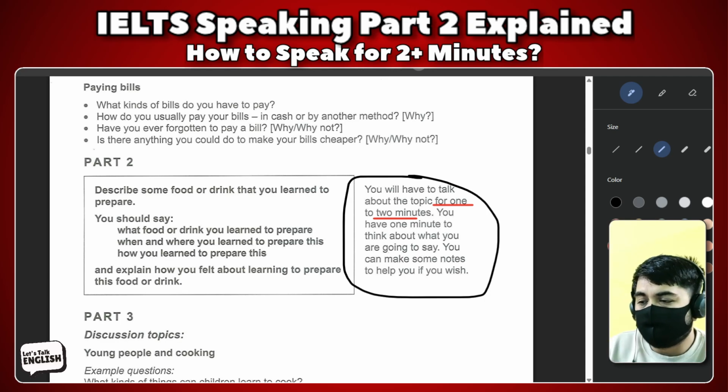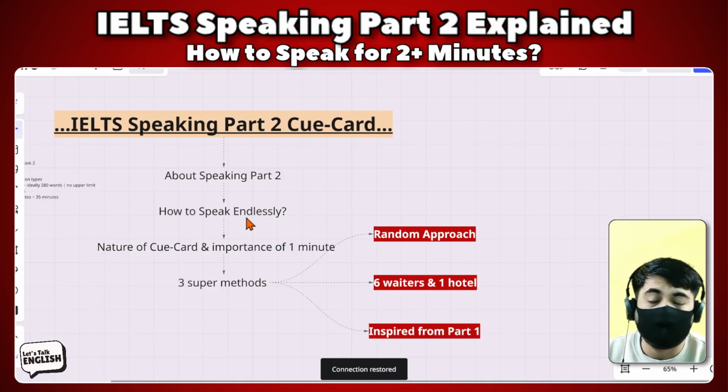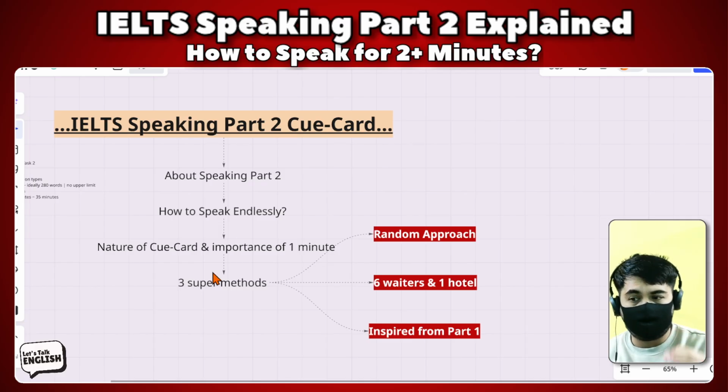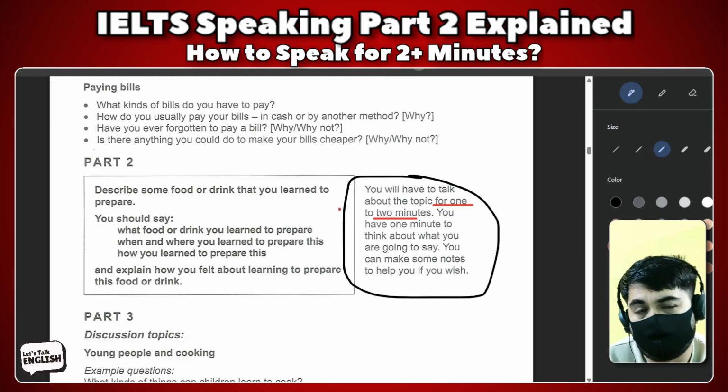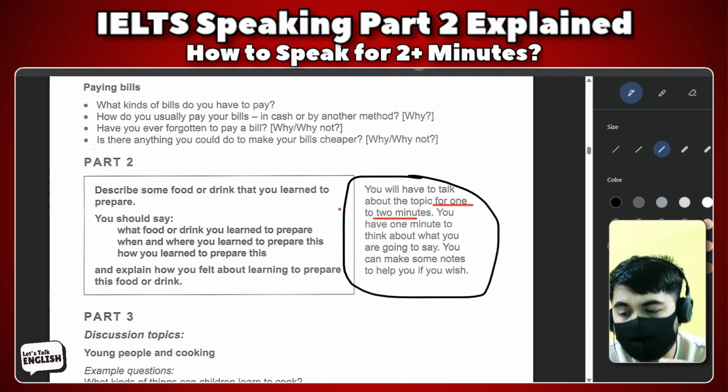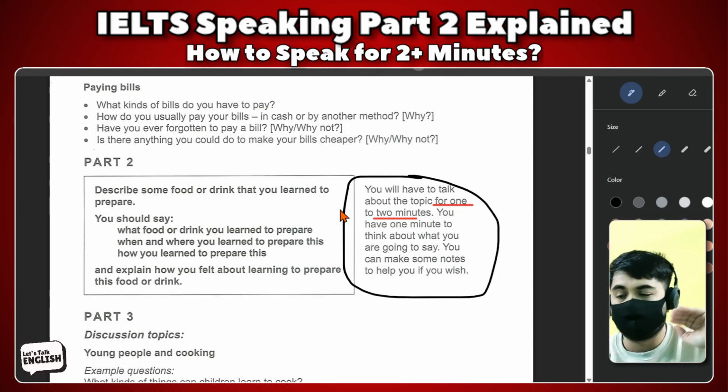Okay. Now, the next thing that I wanted to discuss here was how to speak endlessly. We have to understand the nature of the cue card and the importance of 1 minute. By the importance of 1 minute, what I mean to say here is the cue card preparation time that you have, you need to use it very effectively. How can you use it effectively? By creating great notes. How can you create great notes? By writing in bullet points, not in full sentences. Trust me when I say this, if you start writing down sentences, you will just make sure that you're going to appear for this test twice.